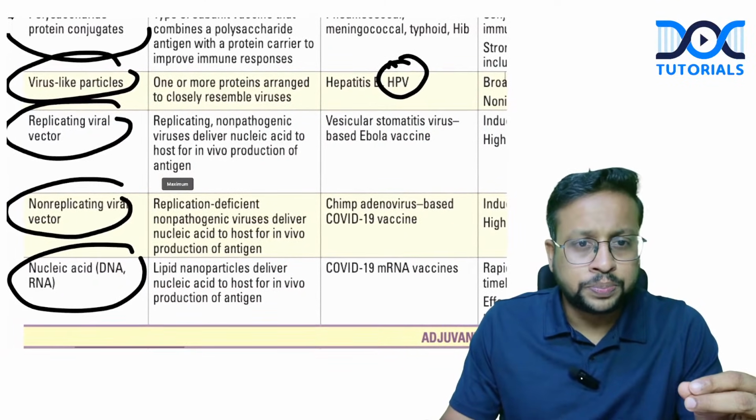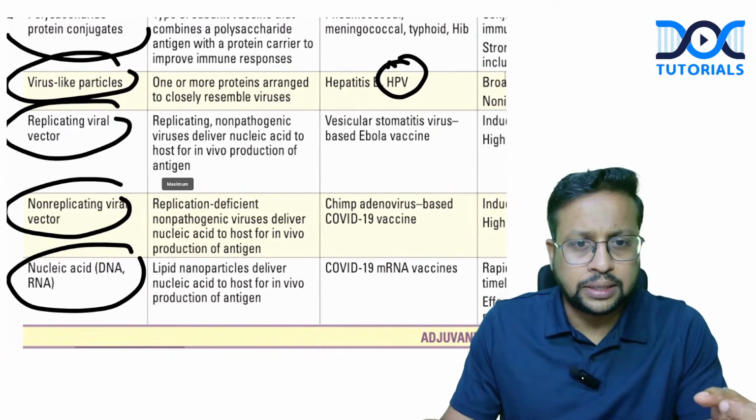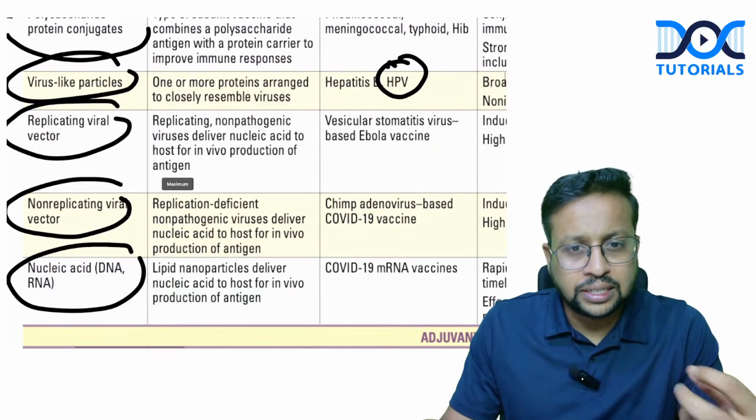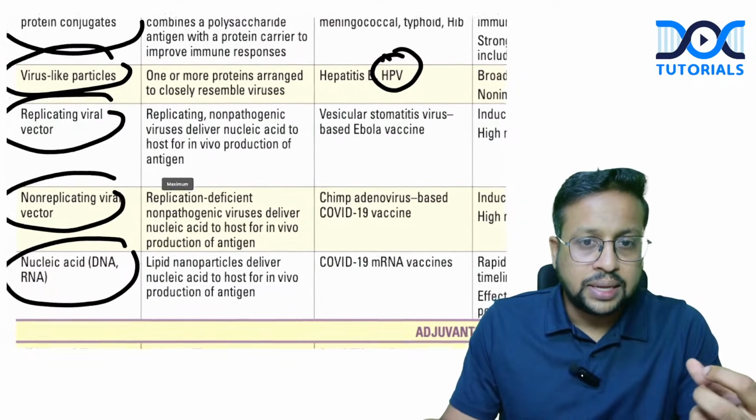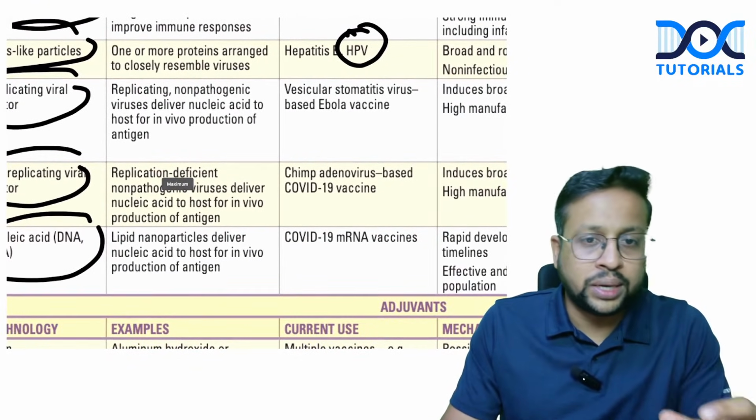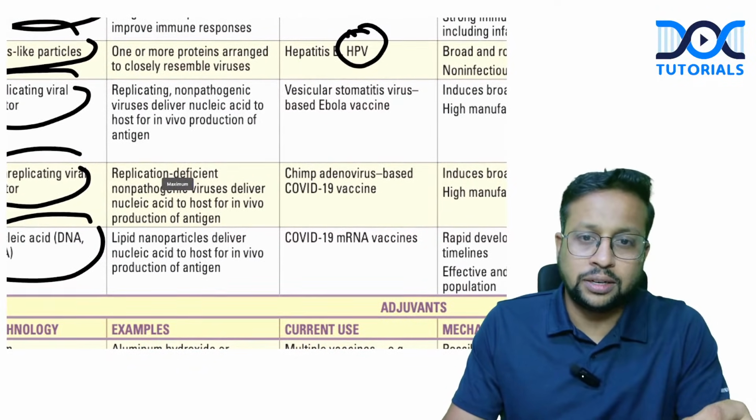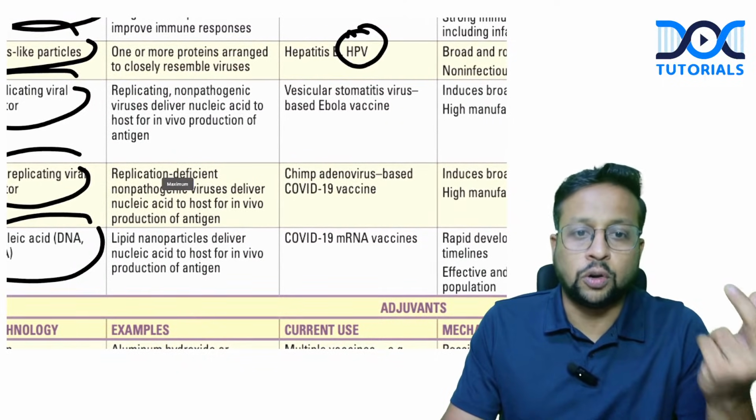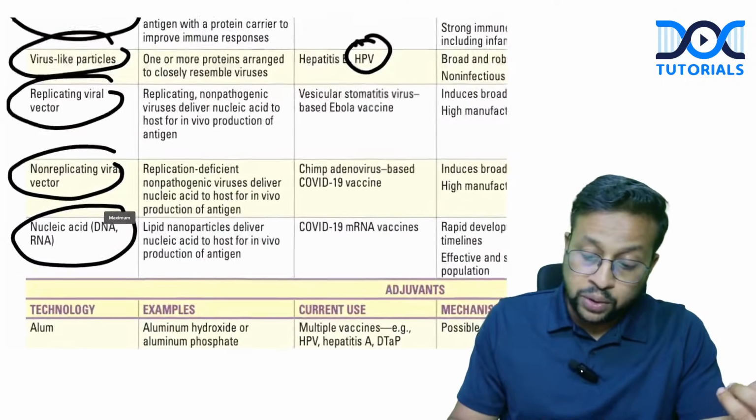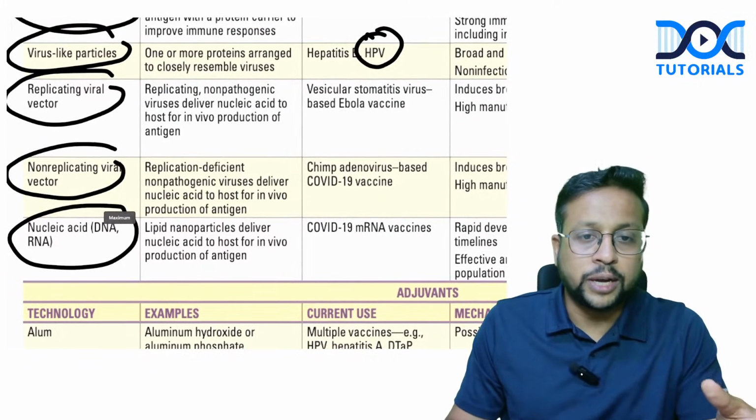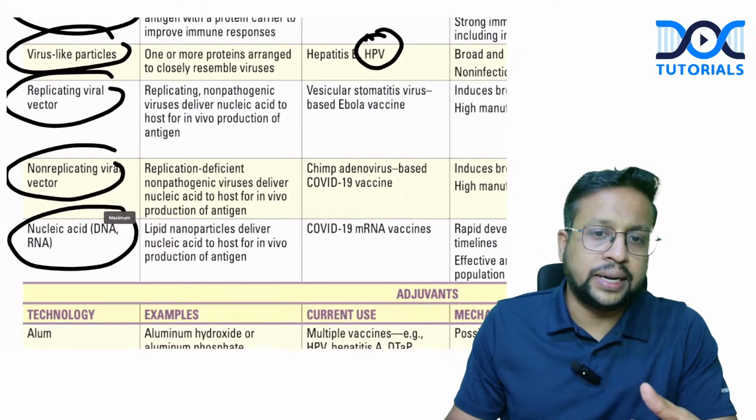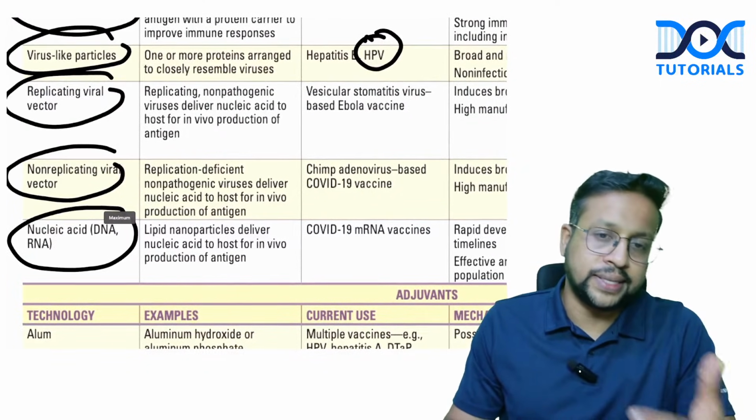Then you have non-replicating viral vectors. So the genome, the nucleic acid, is inserted into replication deficient non-pathogenic viruses. The example will be the adenovirus vector-based COVID-19 vaccine. In our country, it was available as the Covishield vaccine. Then you have nucleic acid directly given in lipid nanoparticles. Okay, example will be the COVID-19 mRNA vaccine produced by both Pfizer and Moderna.